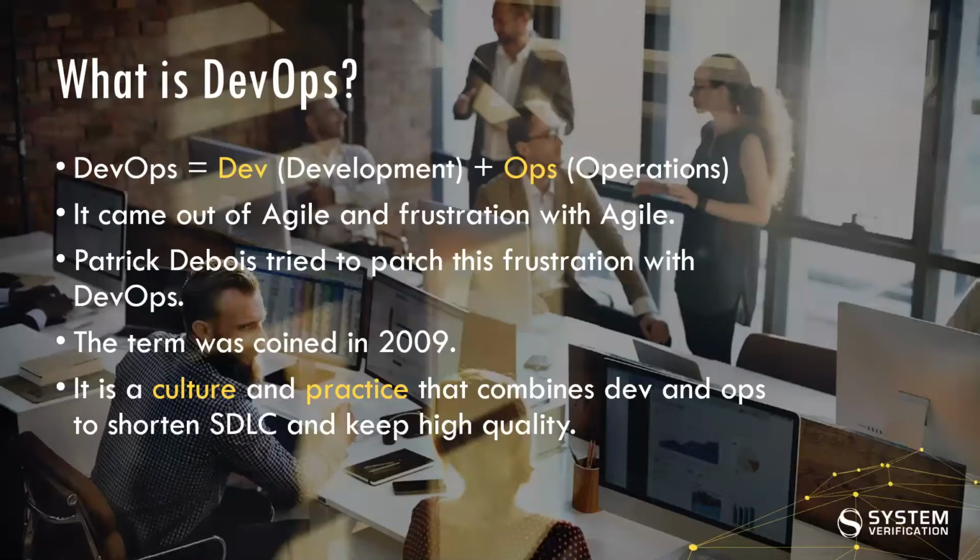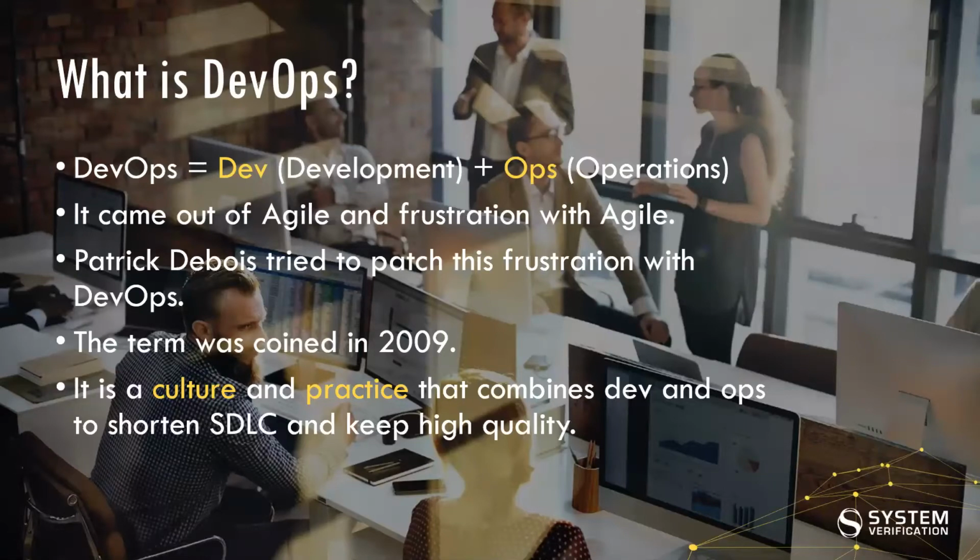So what is DevOps? As a lot of you probably know, it is coined from two words, development and operations. It came out of Agile and frustration with Agile, because some of the problems that Agile tried to solve, it couldn't solve. So Patrick Debois tried to patch this frustration with DevOps, and the term was coined in 2009. So it's not really something old, and a lot of us don't really understand what it is about.